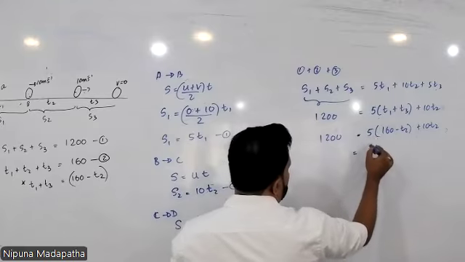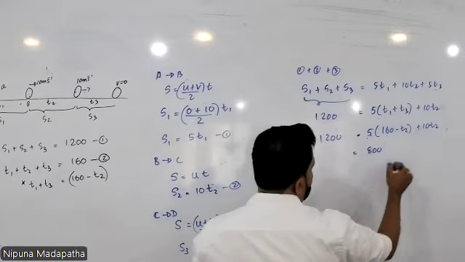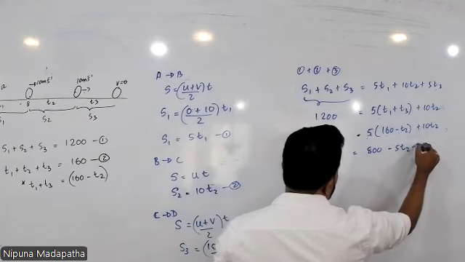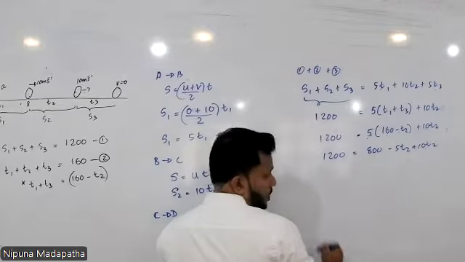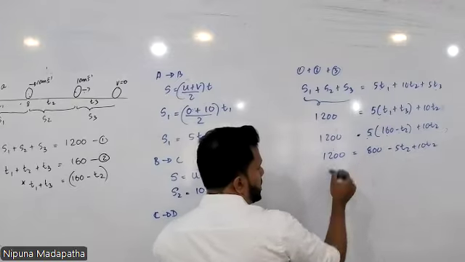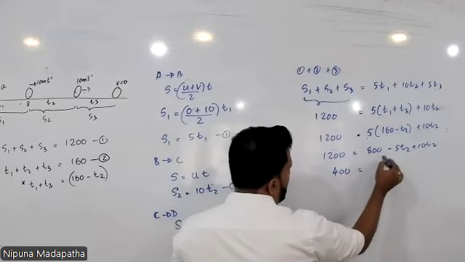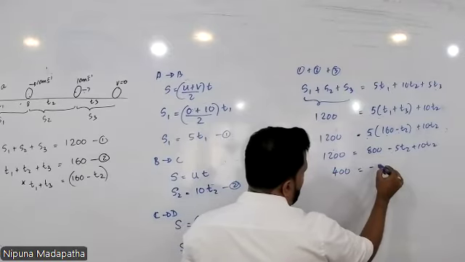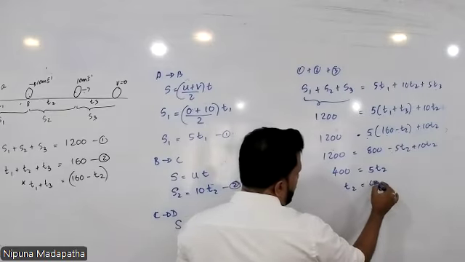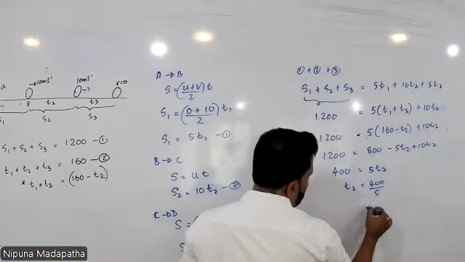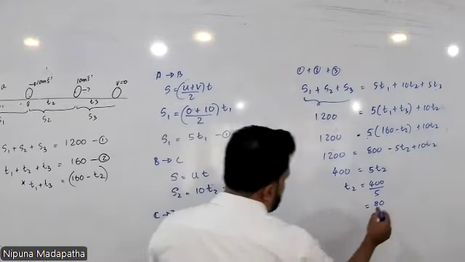Expand the brackets. 5 into 160 is 800. 5 into minus T2 is minus 5 T2. Take this 800 to the other side. 1200 minus 800 is 400. Minus 5 plus 10 plus 5 times T2 is 400, so T2 is 400 divided by 5, which is 80 seconds.